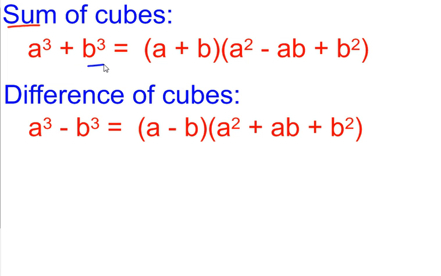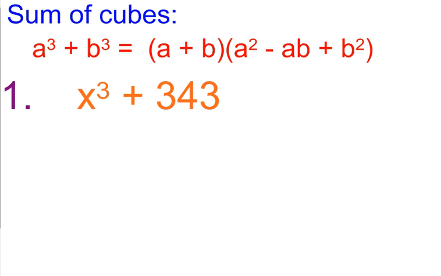So this right here, if I have a problem that is a cubed plus b cubed, there's a plus sign there, so that's why it's the sum of cubes. If it has a minus sign, that's the difference. It looks confusing when you use all the variables, so let's actually look at a problem and see what they're giving us. So in number 1, they give us x cubed plus 343. It's a plus sign, so I will use the sum of cubes formula.